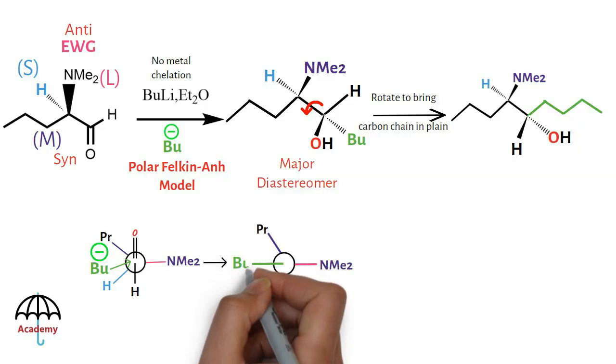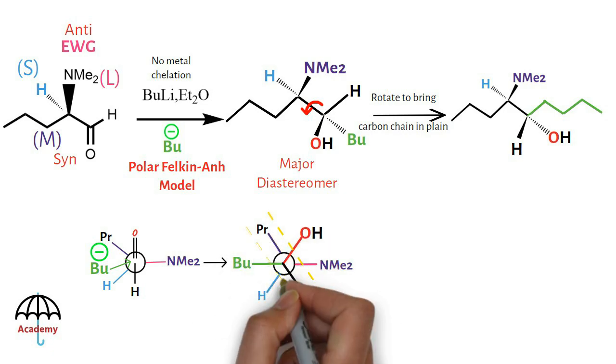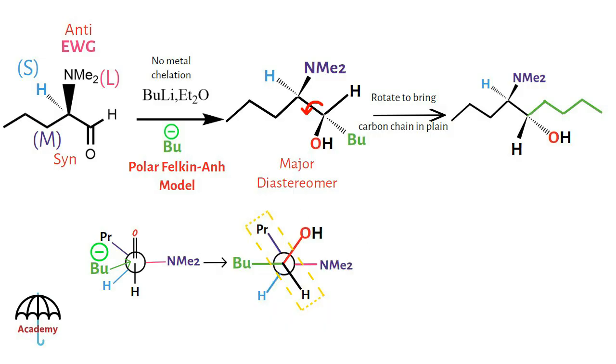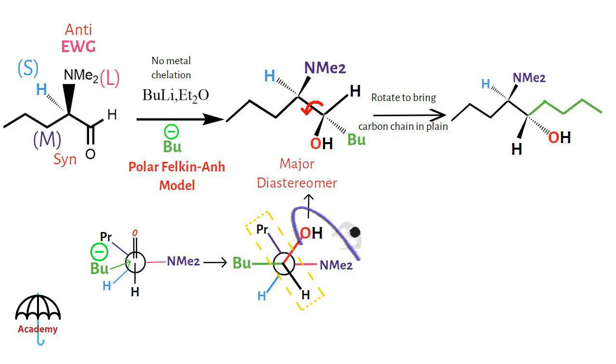Butyl attaches here, hydroxyl goes here and hydrogen here. The propyl and hydrogen are anti to each other, as given in the reactant molecule. NMe2 group is on wedges in the reactant, so we position the observer on the side of NMe2 group. If we convert this into flying wedge projection we get this. Hydroxyl and NMe2 group are near observer, hence on wedges. Butyl and hydrogen are away from the observer, hence on dashes.